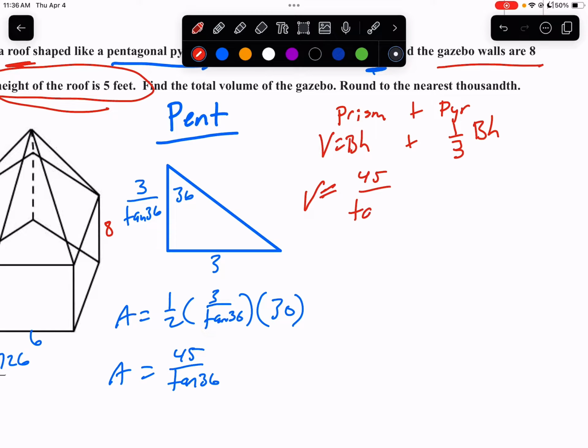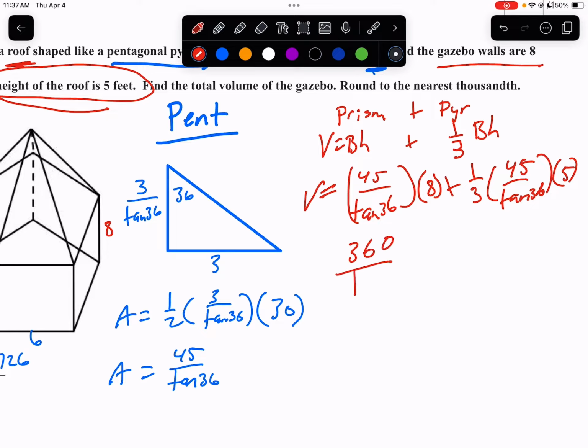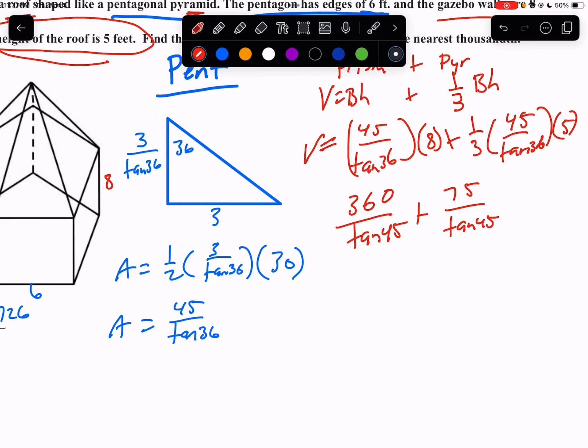Oh my goodness, I'm not writing very well. Over tan 36, that's the area of the base. Its height, they told us, is 8, plus 1/3, same area, 45 over tan 36, and its height, they told us the height of the roof is 5. So 45 times 8 would be 320 plus 40, that would be 360 over tan 45. 1/3 of 45 would be 15 times 5 would be 75 over tan 45. Well, those are like terms. So 360 plus 75 would be 435 over tan 35.